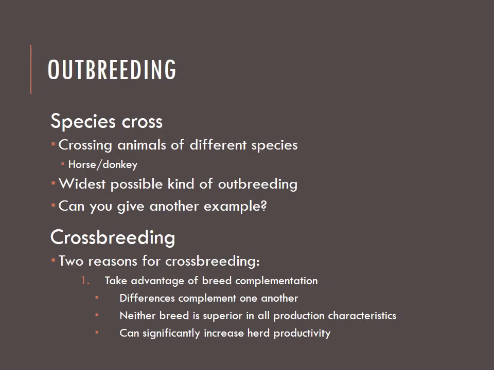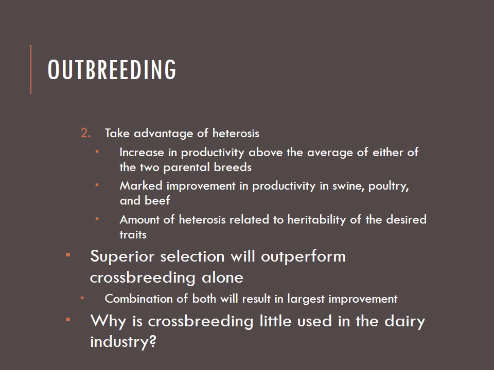On the outbreeding side of the continuum, and especially when we talk about crossbreeding, I'm going to ignore the species crosses for the moment, because even though it's in your textbook, I don't think it's very applicable to some of the things that we're going to discuss in class. But there are two reasons for crossbreeding. We've talked about heterosis, but you find neither breed is very superior in all things, so you can take the best things and complement each other, significantly increasing performance. You can take advantage of that heterosis concept that we were talking about before. So hopefully we get a combination that results in the largest improvement.